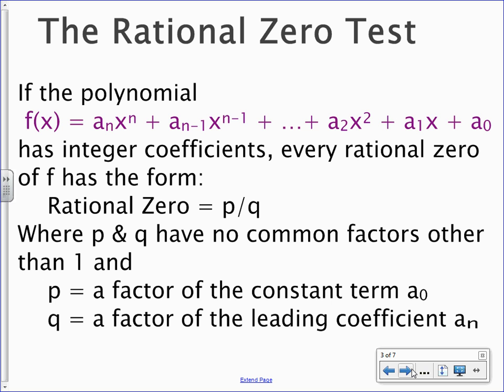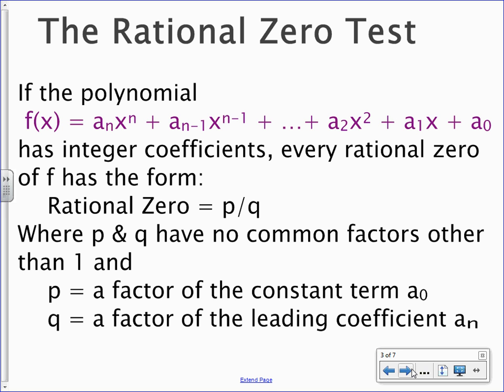So first of all, we could just start guessing and checking random numbers, okay? But that is a lot of work. What the rational zero test does for us is we actually get a list of numbers. We're going to narrow it down to just a pool of possible numbers instead of any number we want, okay?